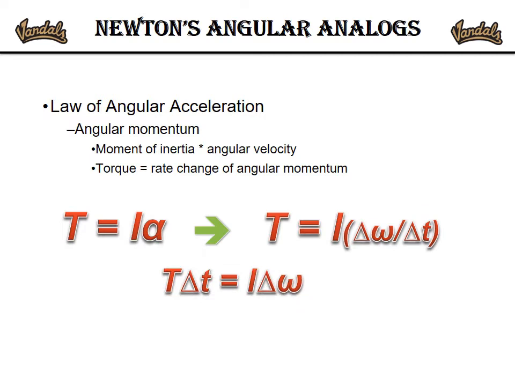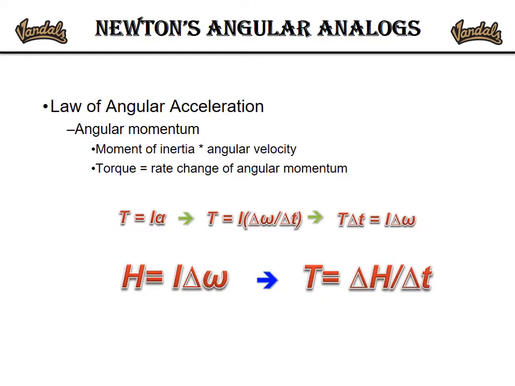A little further, if we rearrange this, we have angular impulse equals the change in angular momentum. So torque over a period of time produces a change in the moment of inertia and angular velocity. And here we have a little bit further, the angular momentum and the torque. So angular momentum is I times angular velocity. If we look at the torque, it's the change in angular momentum over the change in time.